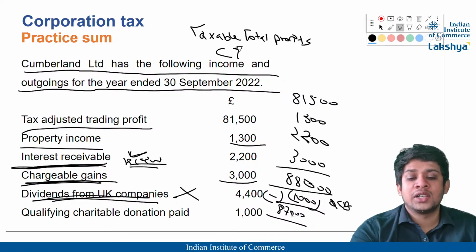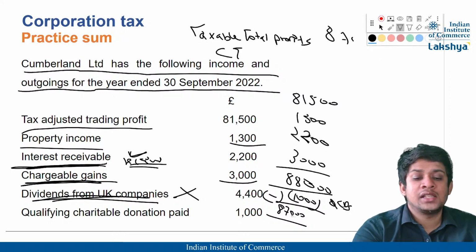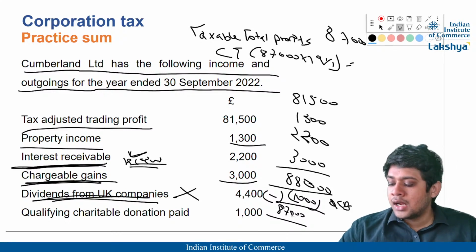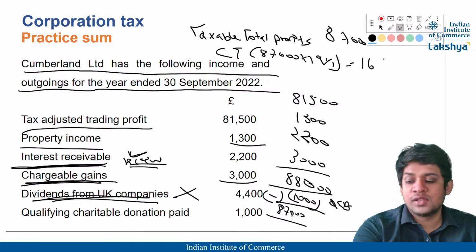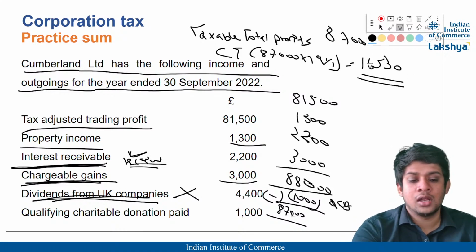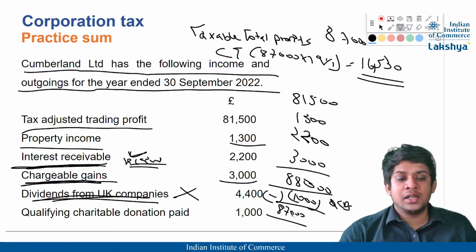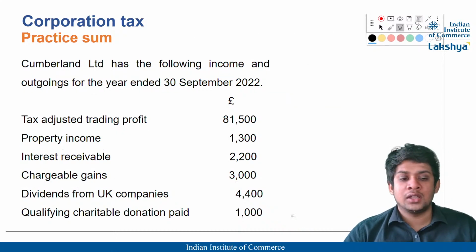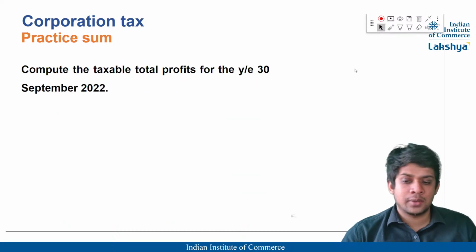Right? So my corporation tax, that is CT, is 87,000 into 19%. So my corporation tax will thus be 87,000 into 19%, which is going to give me a value of 16,530. Okay. I hope start to end it is clear to you guys. If you have any other doubts, you can let me know in the comment section.